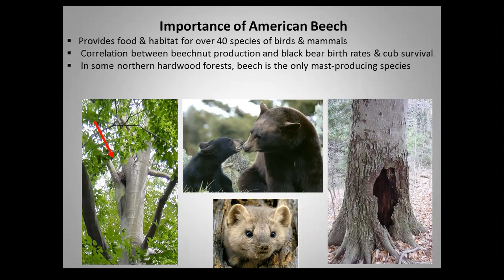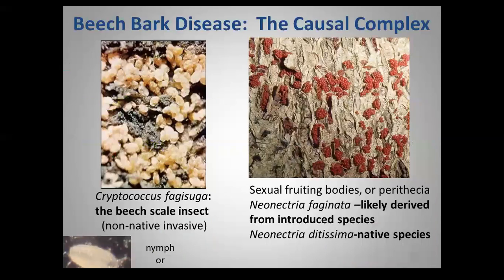It provides food and habitat for over 40 different species of birds and mammals. And there have been studies that have shown that when beech nut production is down, it impacts black bear birth rates as well as the rate of survival of their cubs. And in some northern hardwood forests, beech is now the only mass-producing species, so it's particularly important there. So those interested in managing for wildlife typically have a great interest in managing to maintain healthy American beech as part of their forest.